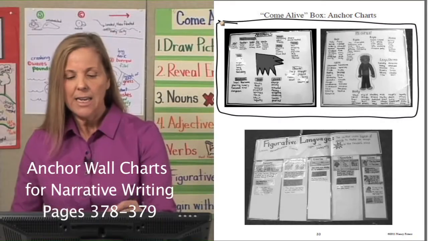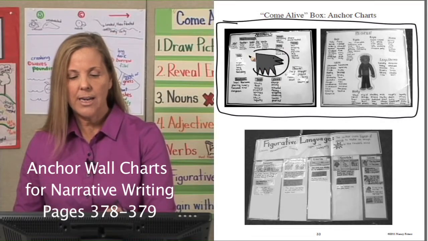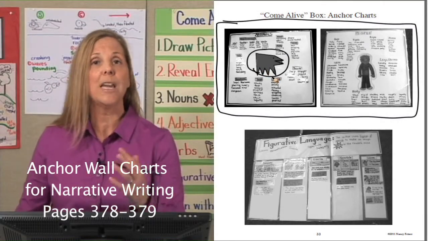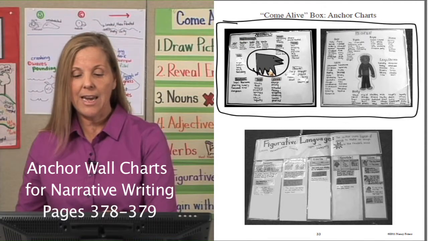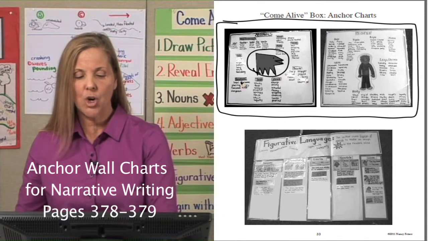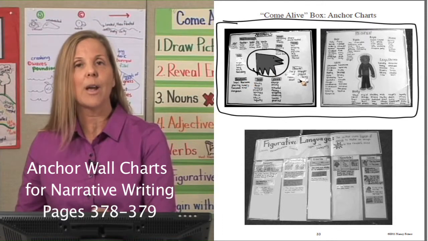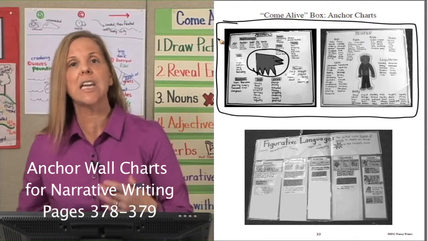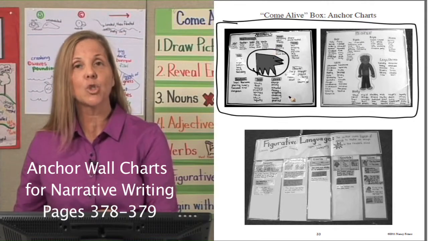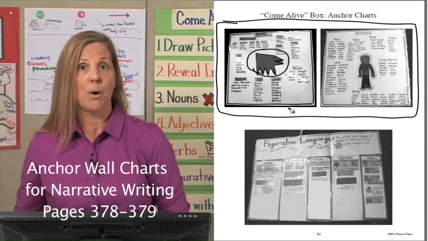What you will see is a chart for characters in a story. A character can be an animal or a person. So for the animal, I just have a pretend animal on the chart, and then I start with nouns. So I have all the different parts of the animal, their fur, their claws, their teeth, their eyes, and then I have descriptive words underneath those parts.